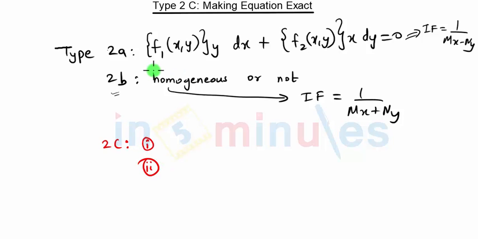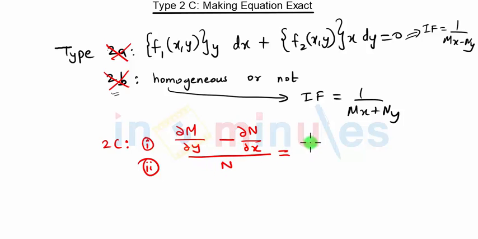If our equation is not exact and we cannot represent it in either of these forms, then we check for type 2C. In type 2C, we check whether the partial derivative of M with respect to y minus the partial derivative of N with respect to x, upon N, is equal to some function of x. We find the partial derivatives of M and N, subtract, then divide by N. If this whole value turns out to be a function of x, then the integrating factor is e raised to the integration of f(x) dx, where f(x) is this value.